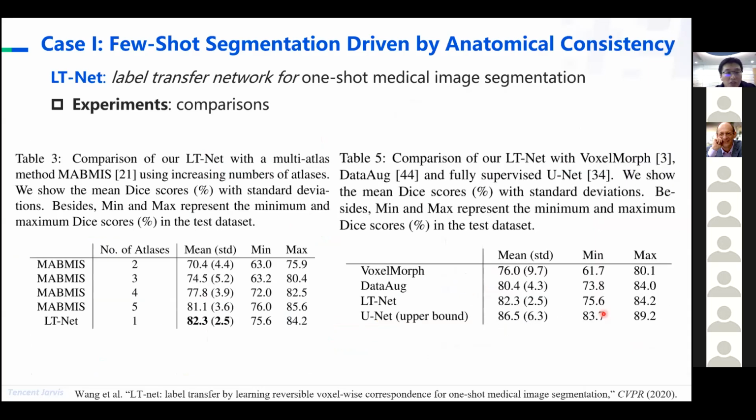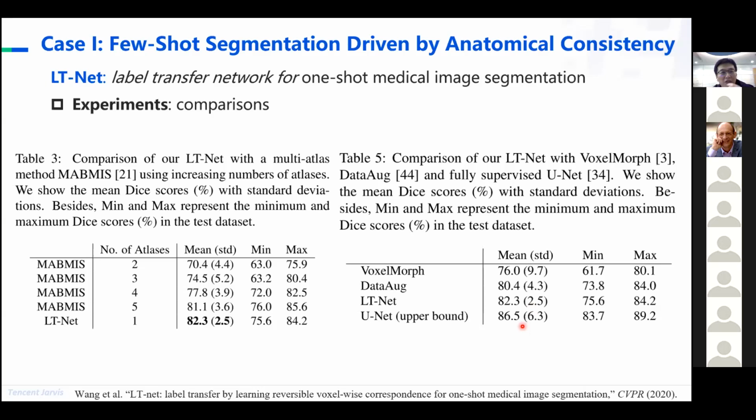Then we compare to different methods. On the left-hand side, we compare to a multi-atlas method, MAPMIS, which is a classical registration method. As we can see, our LTNet using only one atlas slightly outperforms MAPMIS using 5 atlases. On the right-hand side, we compare our LTNet with VoxelMorph and Data Aug, both of which are deep learning methods. Again, our LTNet is the highest in mean dice, minimum dice, and maximum dice. However, we do notice a gap compared to the UNet trained with all the available volumes. So that's pretty much the first thing.